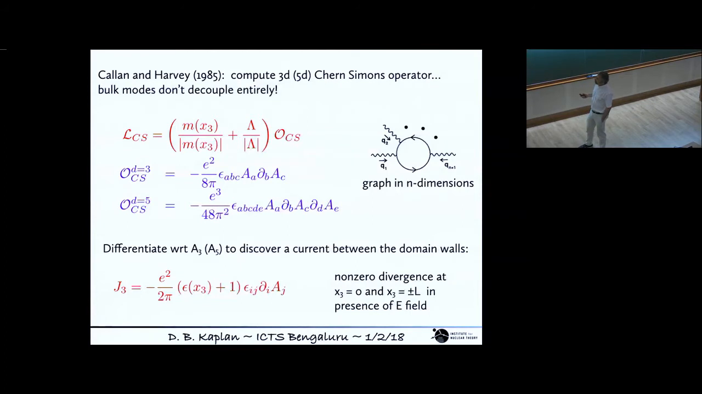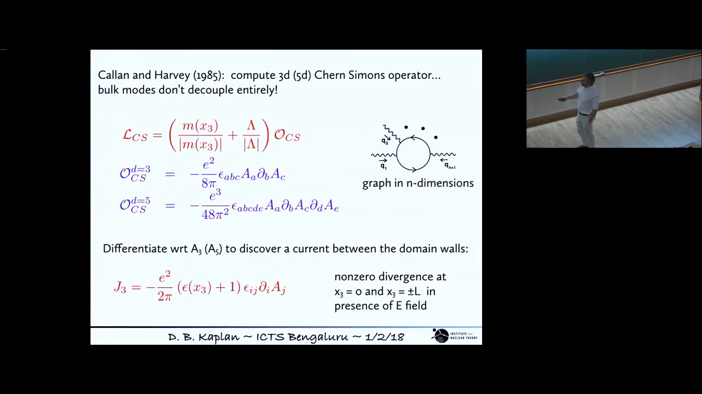So if you now forget for a moment that I don't want to put in a gauge field pointing in the 3 direction, but put in a general gauge field for 3 dimensions, and then differentiate with respect to that gauge field, you find a current. This is the Callan and Harvey current, and in particular, if I put in this 3-dimensional Chern-Simons term with this coefficient, then when I differentiate with respect to A3, I get a current in the 3rd direction, which is proportional to epsilon 3ij, which is just the 2-dimensional epsilon tensor, with the d_i A_j, where these indices now are just over the 1 plus 1 dimensional indices.